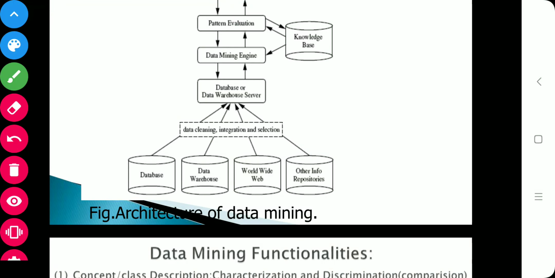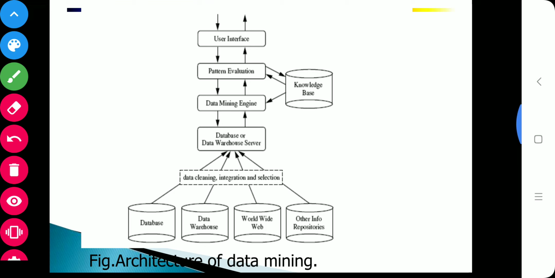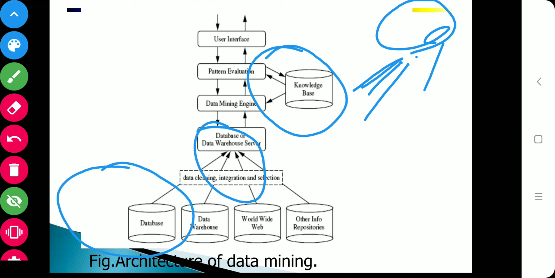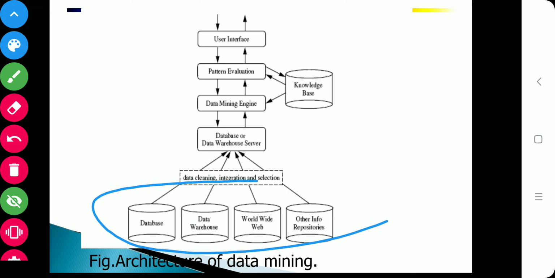Next topic is architecture of data mining. So this is the diagram of architecture of data mining. Here the bottom contains all the databases, that is called the data collection, a huge collection of data. So the huge collection of data consists of the databases.